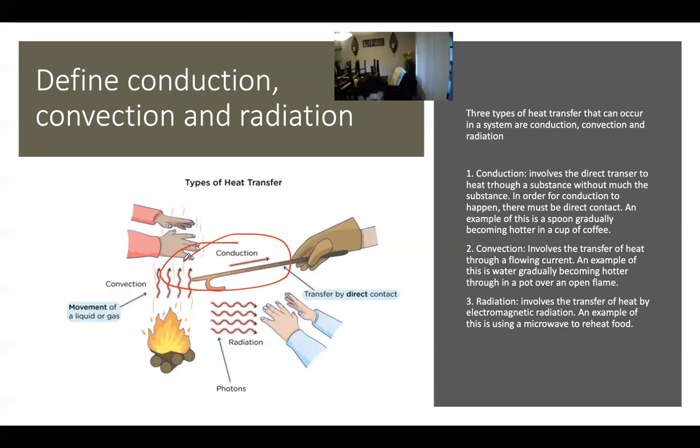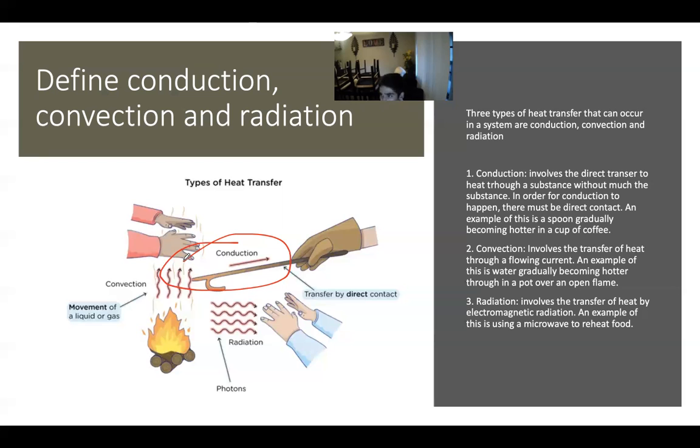Does that make sense? So it's like the movement through different types of elements. So now you can see the difference between conduction versus convection, right? Because conduction is direct, then convection is indirect.